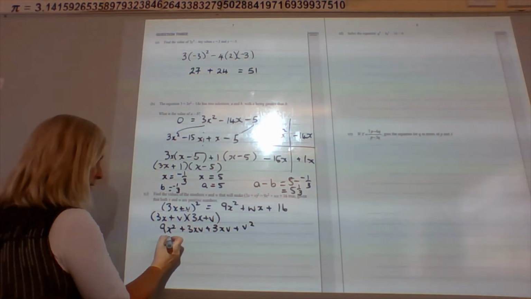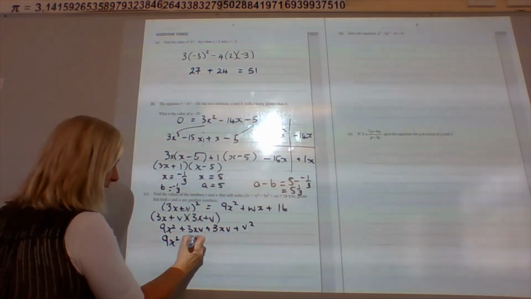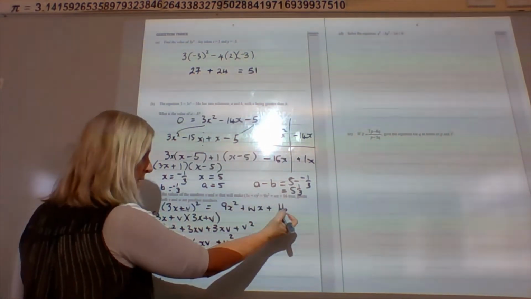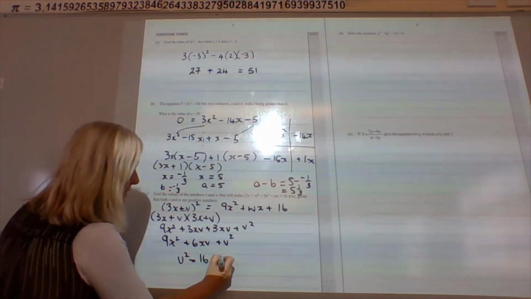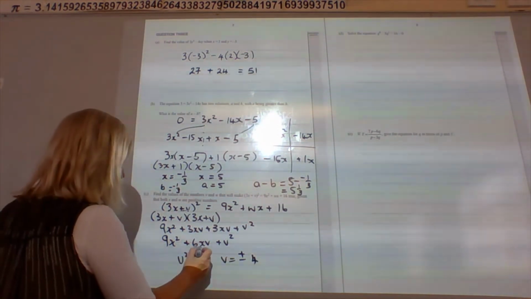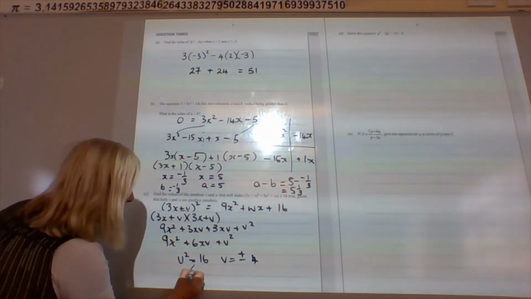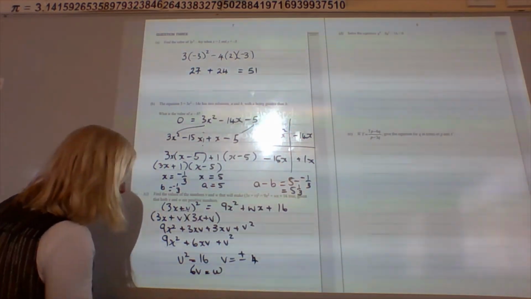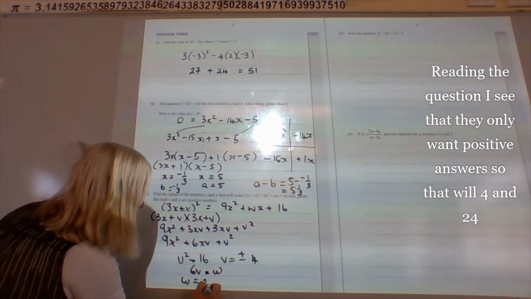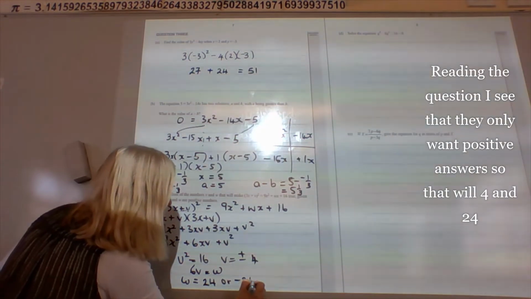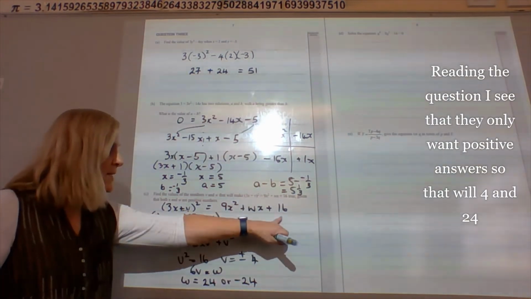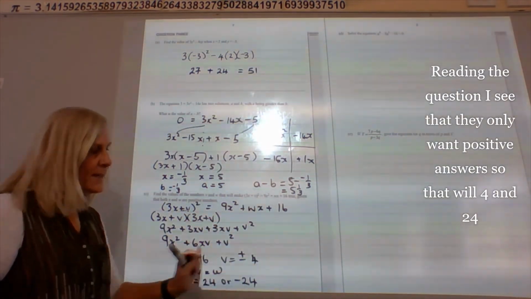All right, so that gives us 9x squared plus, adding these together, 6xv plus v squared. So therefore v squared must be equal to 16, so v has to be plus or minus 4, and 6v has to be equal to w, so therefore w has to be either 6 times 4 is 24 or negative 24. So the big trick here is that plus and minus 4. So what squared can give 16? It's positive 4 and negative 4. All right?